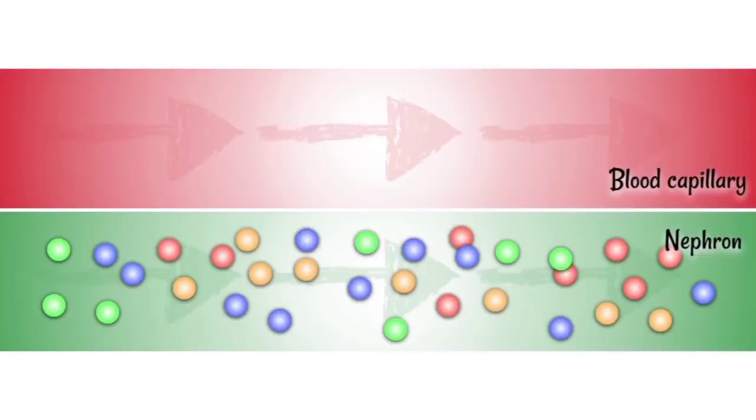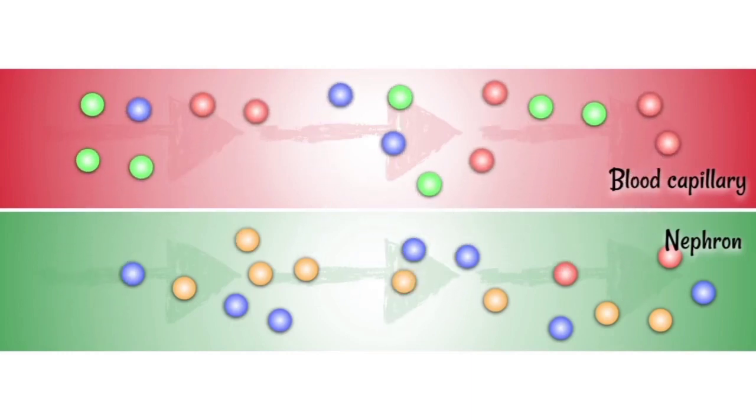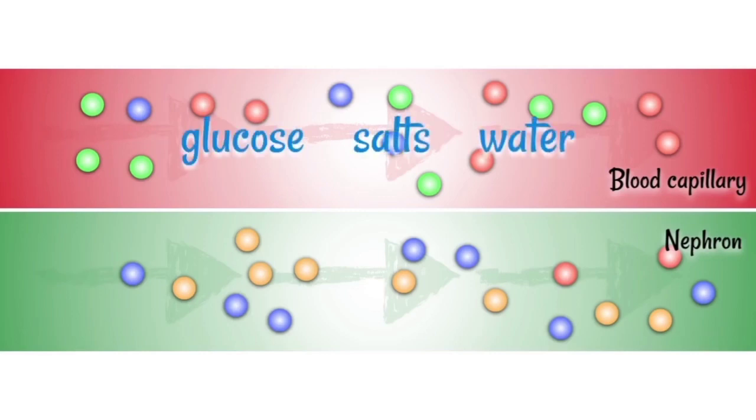The blood capillary is represented in red and the nephron is represented in green. We can see all the materials in the nephron. Some of them are useful, but some of them are not useful. These materials move from the nephron to the blood capillary via active transport. Some of the materials have moved, some of them have not. In the blood capillary, we will have glucose, salts and water being reabsorbed from the nephron.